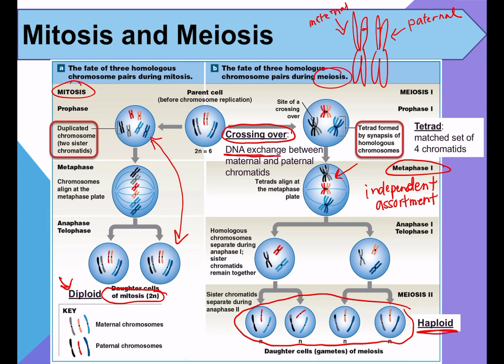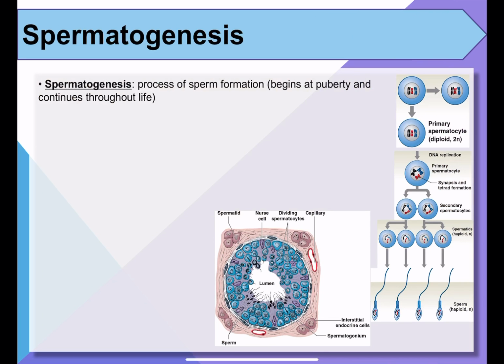Now, for meiosis, don't forget that there are two stages of cell division. After cell division 1, you get 2 cells, and after cell division 2, you get 4 cells. All right. So when males make sperm, the process is called spermatogenesis. Remember, genesis means the making of, that's the root word, so the making of sperm.